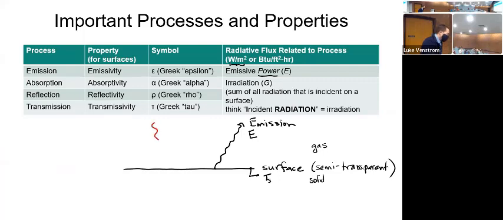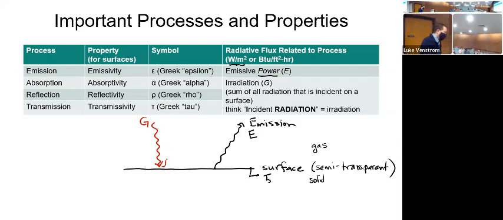So that's radiation that's coming towards the surface. We use the letter G to denote irradiation. Three things can happen with this radiation streaming at the surface. Three things can happen.